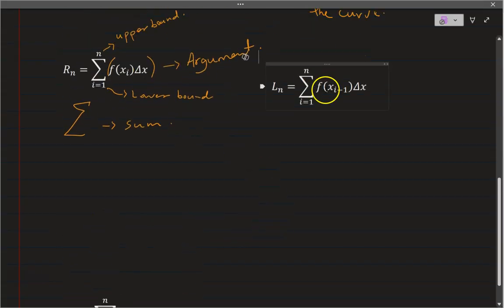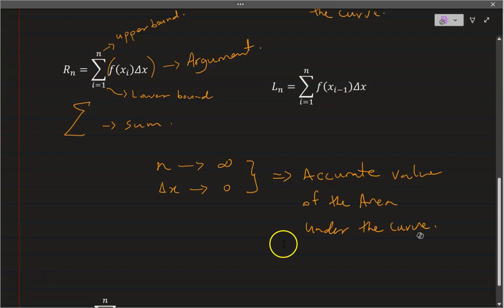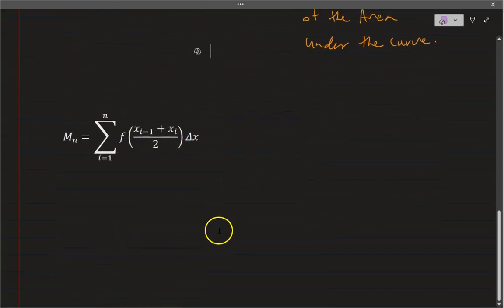But regardless of which one you use, the idea is this: as n approaches infinity and delta x approaches 0, both of these mean the same thing. We're going to have a very accurate value of the area under the curve. Okay, that's what this is about. All right, let's do an example on that now.